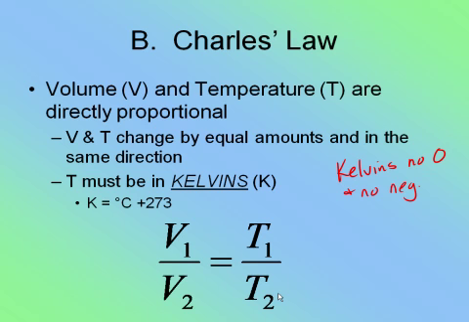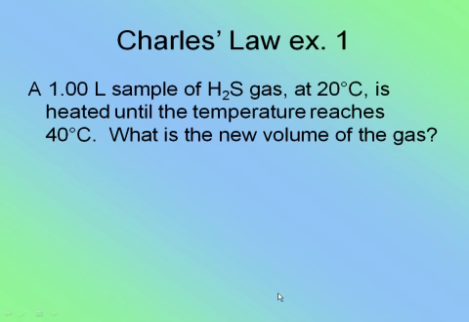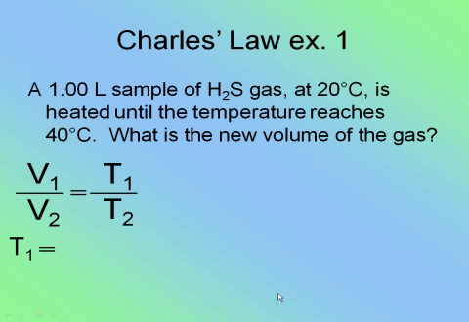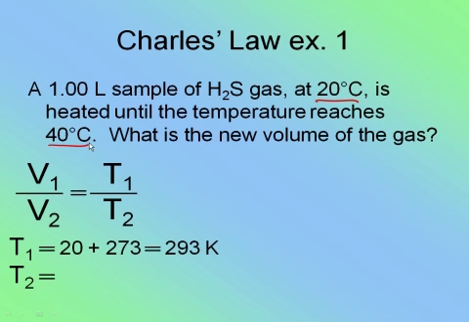Let's practice. A 1 liter sample of H2S gas at 20 degrees Celsius is heated until the temperature reaches 40 degrees Celsius. What is the new volume of the gas? Again, when you're working with any problem that has a formula, write your formula first. V1 over V2 equals T1 over T2. Write down what we know. We know the temperature at the first is 20 degrees Celsius. So I take my 20, I add 273, and I get 293 kelvins. Now my T2, it's raised to 40 degrees Celsius. 40 plus 273 is 313.